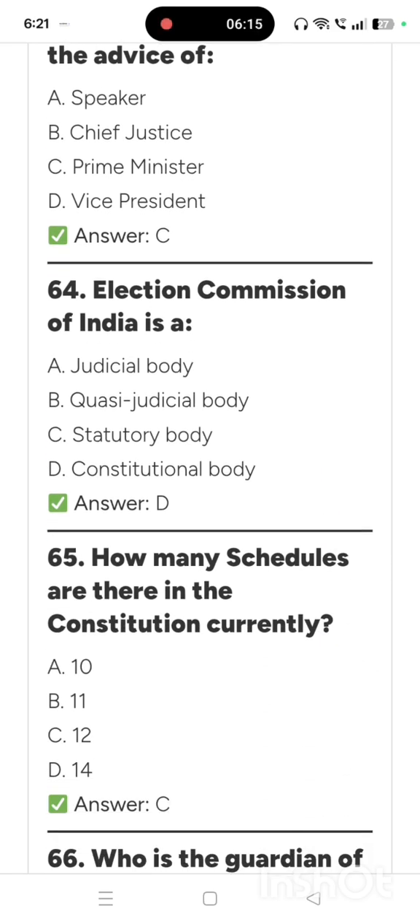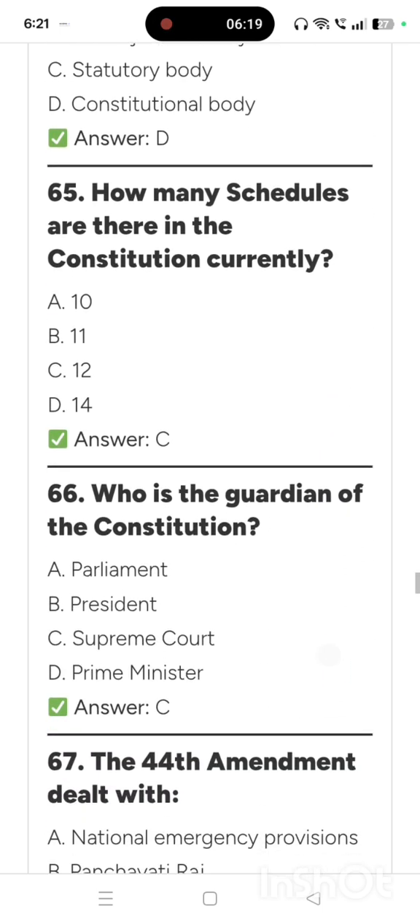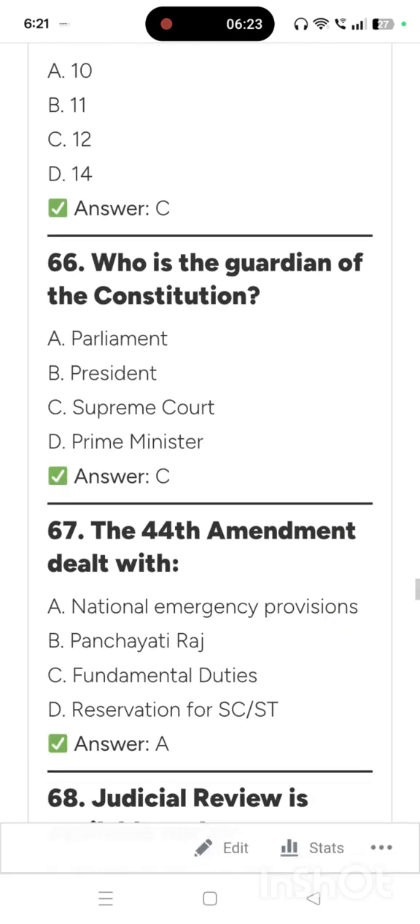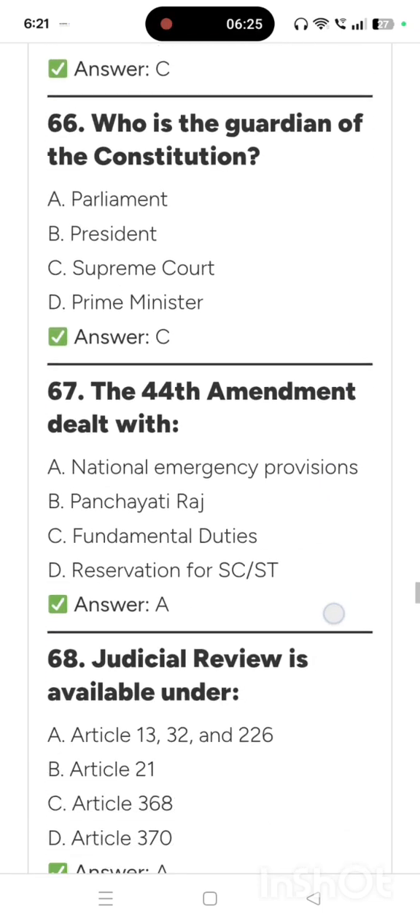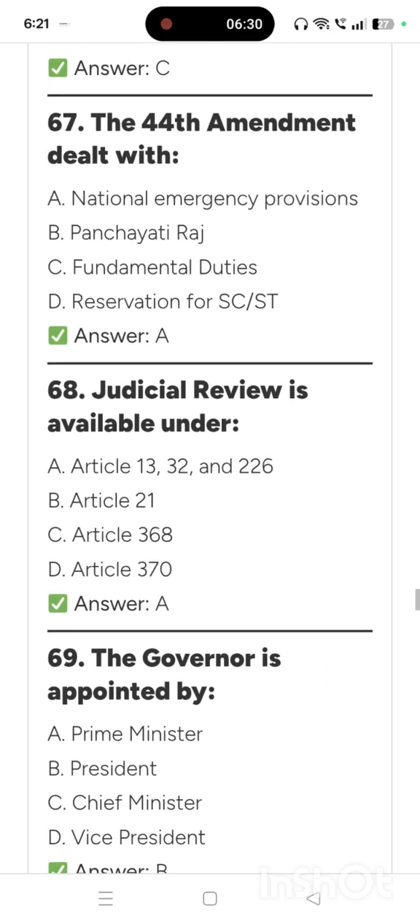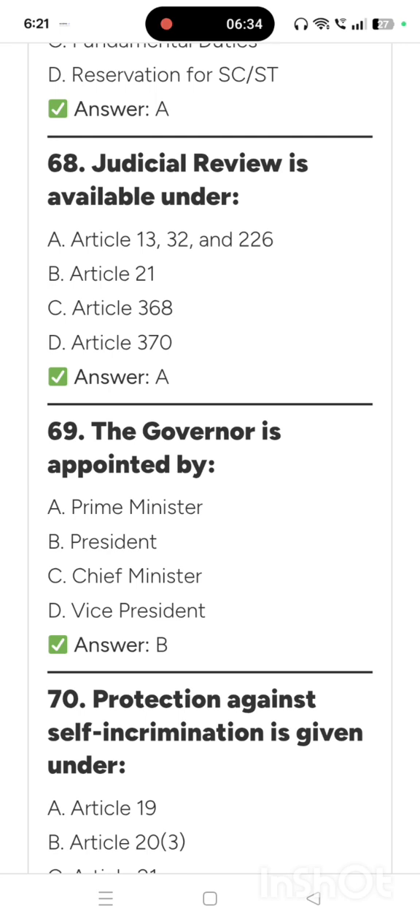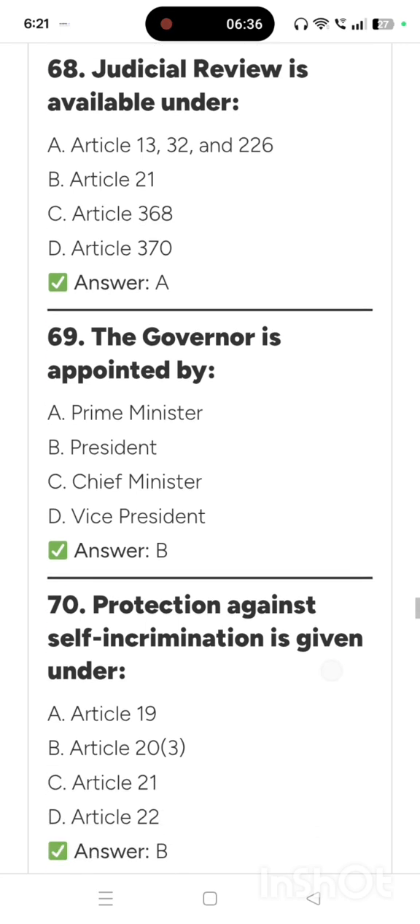Election Commission of India is a constitutional body. How many schedules are there in the Indian Constitution currently? 12 schedules. Who is the guardian of the Constitution? Supreme Court. The 44th Amendment deals with the national emergency provisions. Judicial review is available under Article 13, 32 and 226.